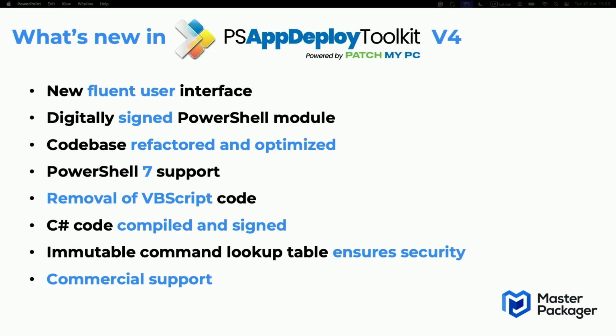They added PowerShell 7 support. They removed all the reliance on VBScript-based code because VBScript is deprecated by Microsoft now. C# code is now compiled and signed, which is better for security. Before they had non-compiled C# code inside of the PowerShell script, so now it is more secure. As well, they added an immutable command lookup table, so that means that you cannot spoof the commands. Even if you have the same function name, it will still use the one within the module, which is better for security.